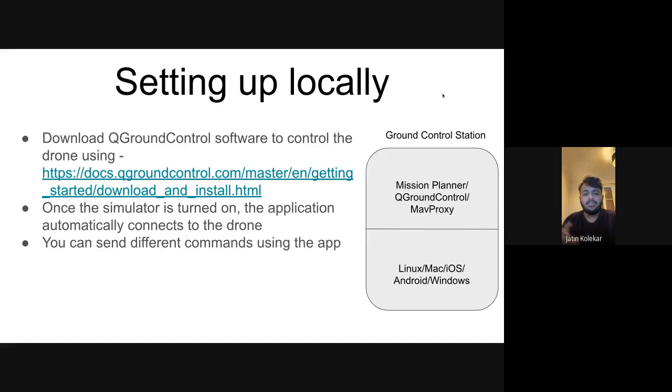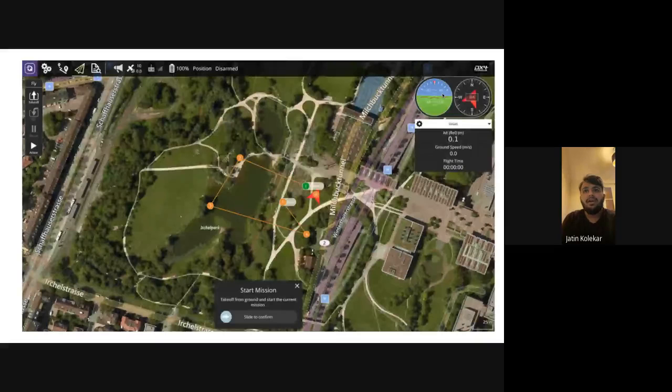One of the main things with this application is that it connects automatically with the simulator. So once you turn on the simulator and turn on this application, all the connections are made automatically. And there are different commands that you can send. You can see this is a picture of QGroundControl. On top, you can see some small details like the battery is 100% or that 10 satellites are connected, things like that. And on the top left, you have small buttons like take off, land, or do some missions. This kind of thing can be easily done with the simulator.